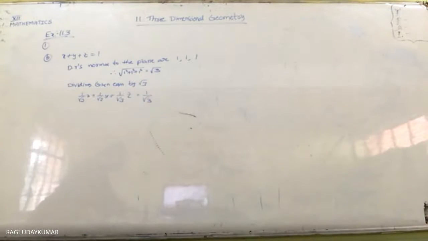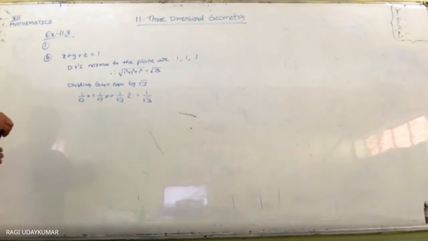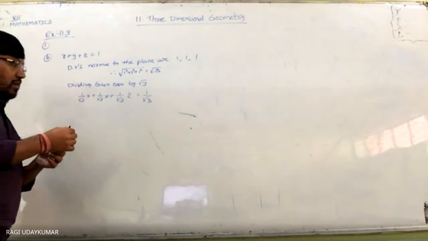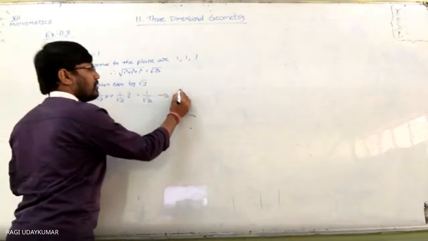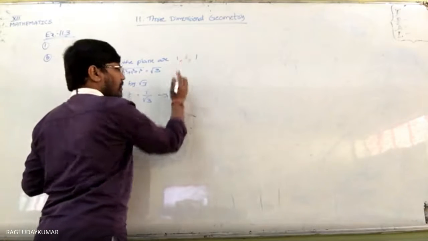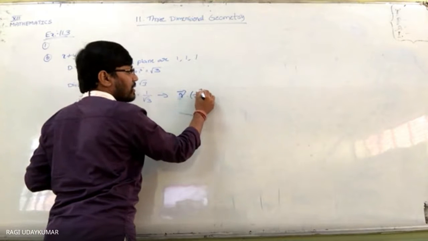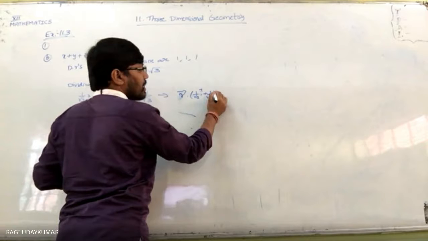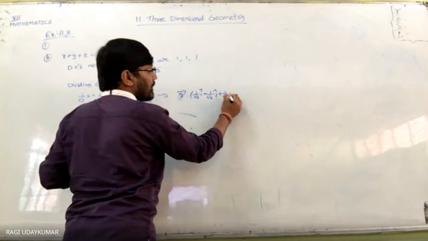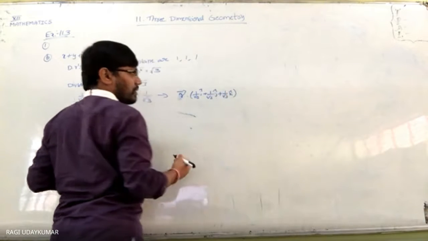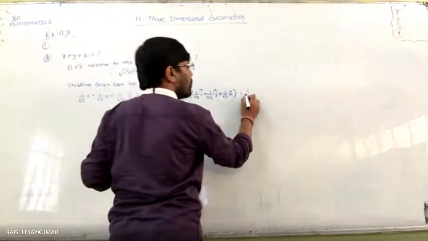This is the Cartesian form of the equation of a plane, and if you want to write the vector form, r dot n is equal to 1 by root 3 i plus 1 by root 3 j plus 1 by root 3 k, is equal to 1 by root 3.